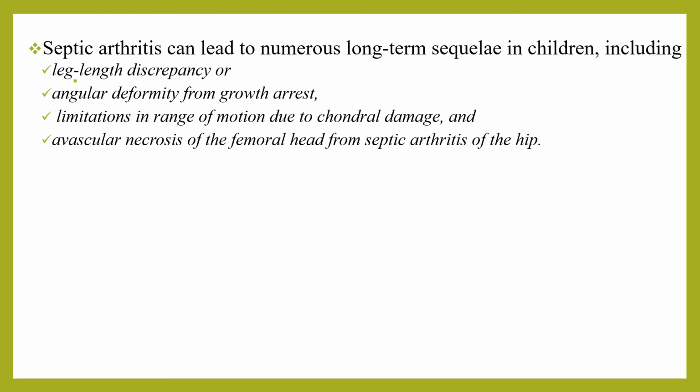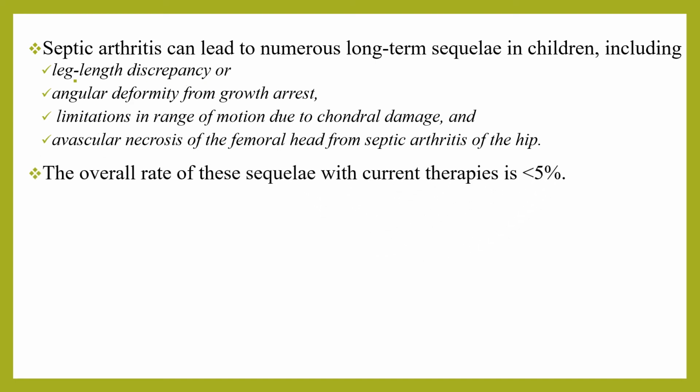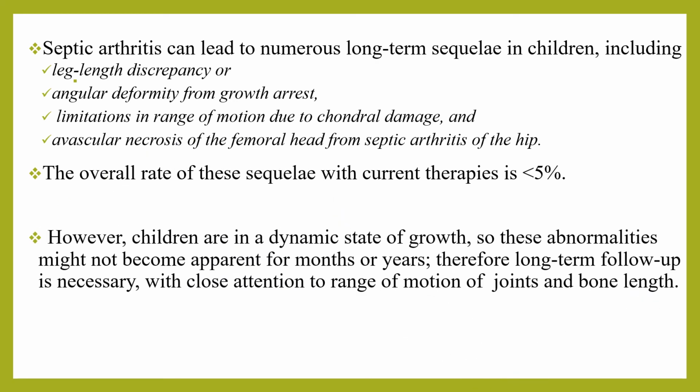Septic arthritis can lead to numerous long-term sequelae in children, including leg length discrepancy, angular deformity from growth arrest, limitation in range of motion due to chondral damage, and avascular necrosis of the femoral head from septic arthritis of the hip. The overall rate of sequelae with current therapies is less than 5%, and children are in a dynamic state of growth, so these abnormalities may not become apparent for months or years. Therefore, long-term follow-up is necessary with close attention to range of motion of the joint and bone length.